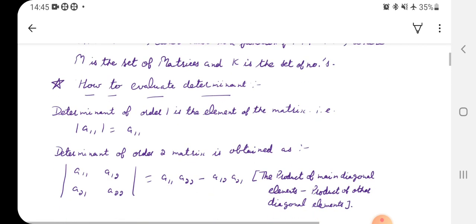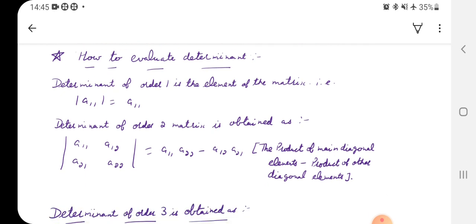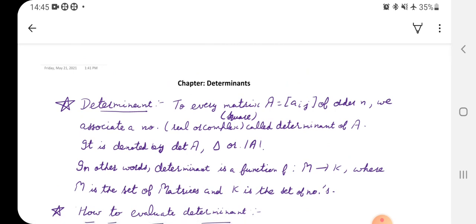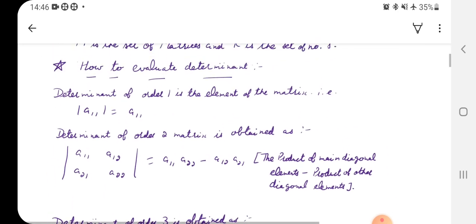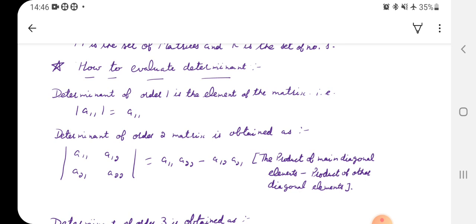So now how to evaluate the determinant. Determinant of order 1 is the element of that matrix only. If we have a matrix of order 1, that means 1 cross 1. As you all know, determinant is for only square matrices, as written here. To every matrix that is square, right? So determinant is for square matrices only. So determinant of order 1 will be the element involved in the determinant, right? So determinant of a matrix having a11 element only will be equal to a11.